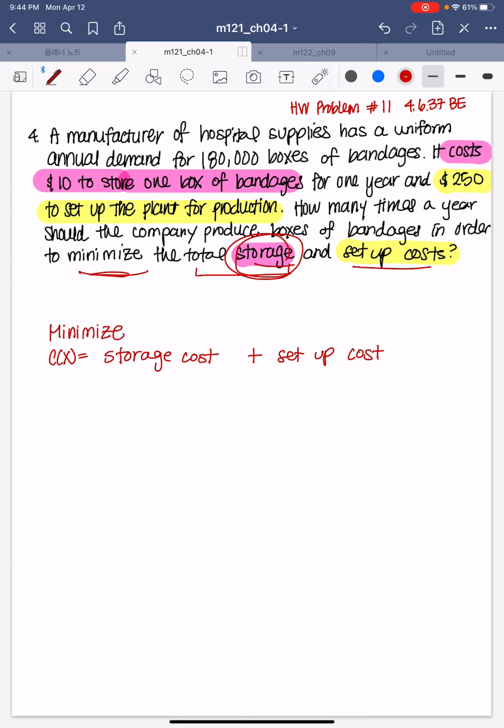Okay, let's also label some unknown X. What is our X going to be? X will be the number of boxes of bandages produced in each production run.